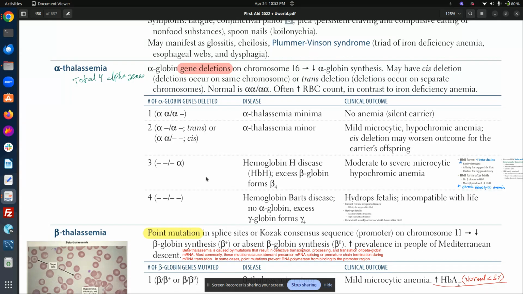Mentzer index would be above 13. And in thalassemia, the red blood cell count, which is in the denominator, is high. So the Mentzer index would be less than 13. In a nutshell, Mentzer index is below 13 in thalassemia. You can remember it this way: 13, thalassemia, below 13. And in iron deficiency anemia, it is above 13.